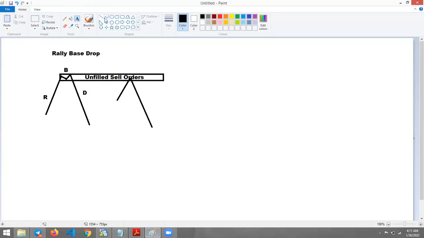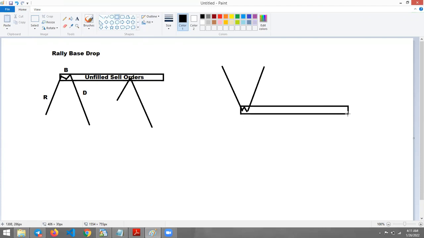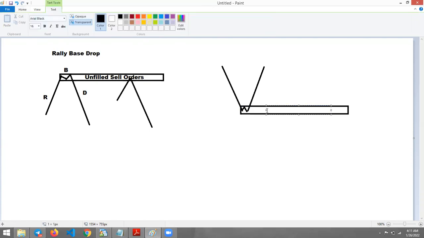Here price will drop, form a base, and then rally. Along this base, we have what we call unfilled buy orders, right? We have unfilled buy orders.